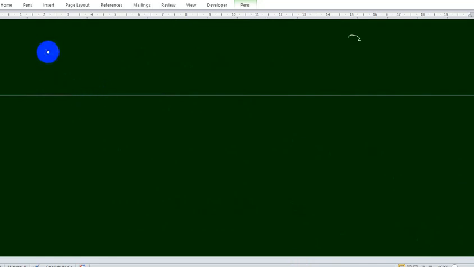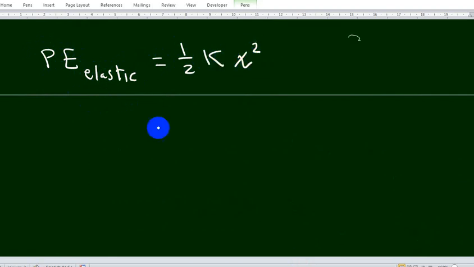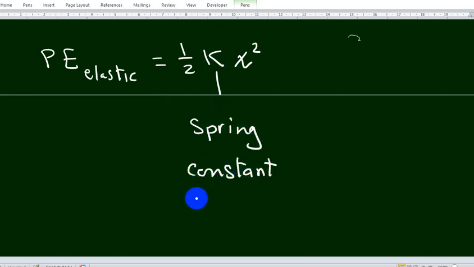Elastic potential energy equals 1/2 kx squared. What's k and what's x? k is called the spring constant and depends on the spring itself. Depends on the spring.